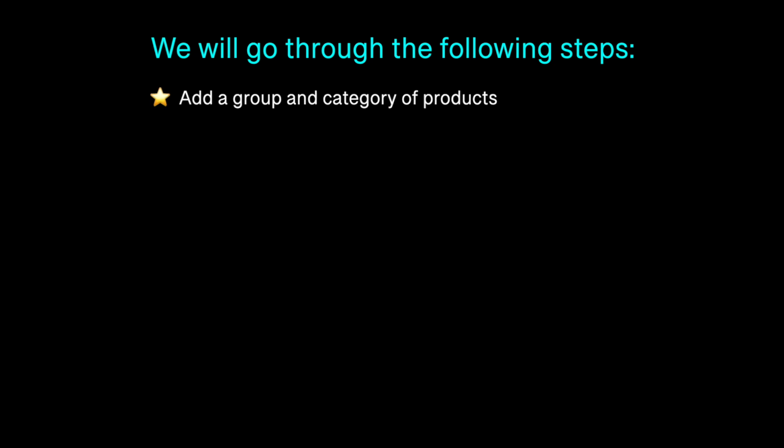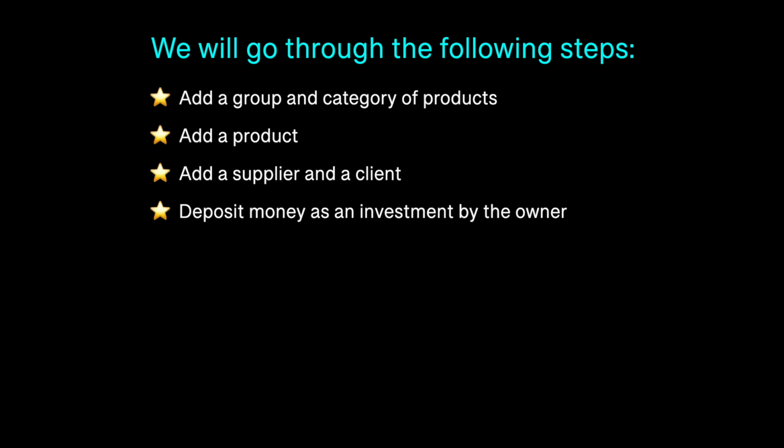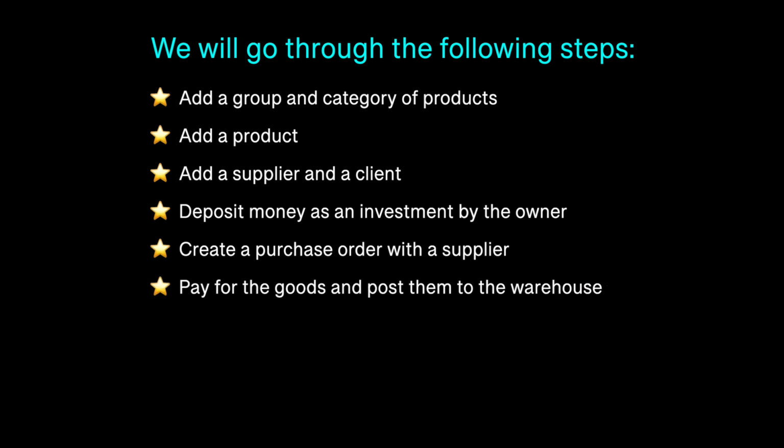Add a group and category of products. Add a product. Add a supplier and a client. Deposit money into the current account as an investment by the owner of the company. Create a purchase order with a supplier. Pay for the goods and post them to the warehouse.